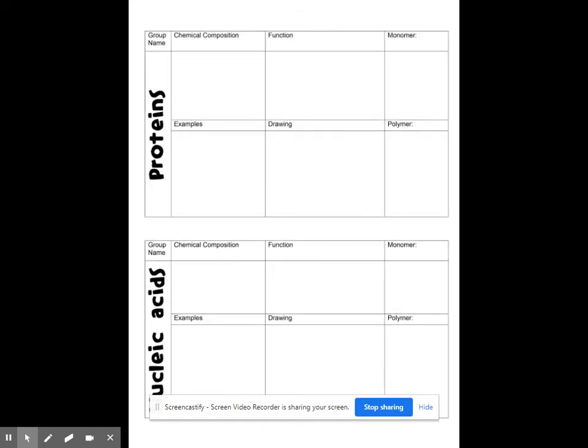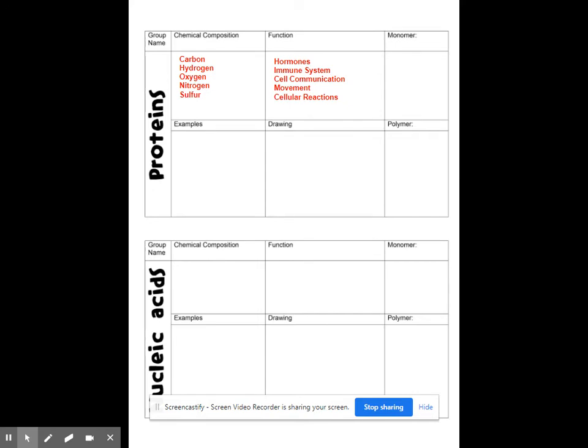Okay, moving on to proteins. The chemical composition of proteins is going to be carbon and hydrogen for sure, and then we have oxygen, nitrogen, and sometimes sulfur. What do proteins do? Proteins are going to be one of the most important macromolecules or organic compounds that we have. They have a ton of functions in our body.